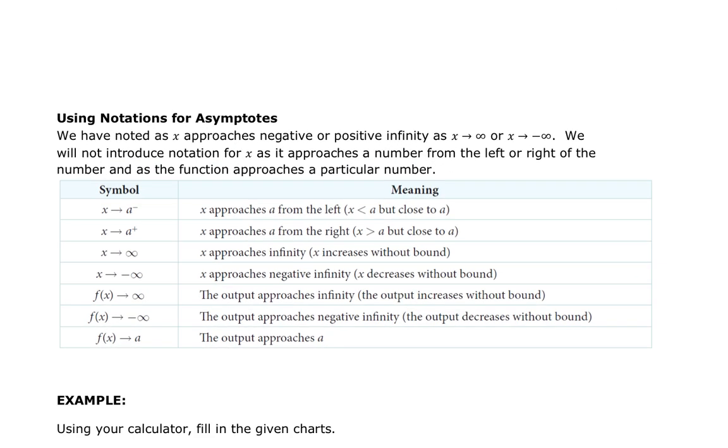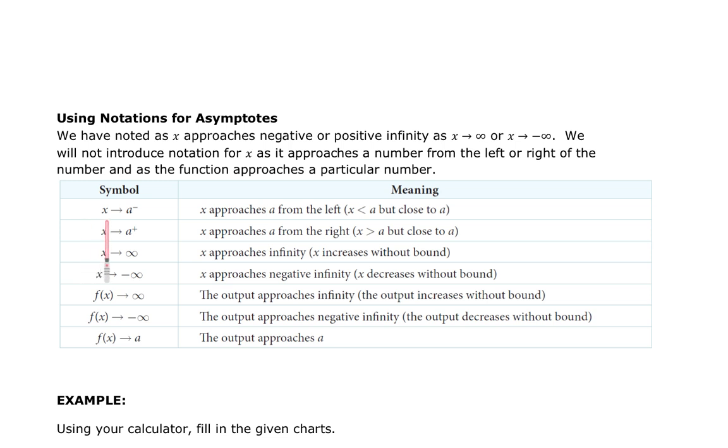And we have been using, by the way, arrow notation. We've been using this as x approaches infinity, as x approaches negative infinity. We've done that already when we talked about power functions and the behavior of the power functions. We also talked about it as f of x approaches infinity and as f of x approaches negative infinity.